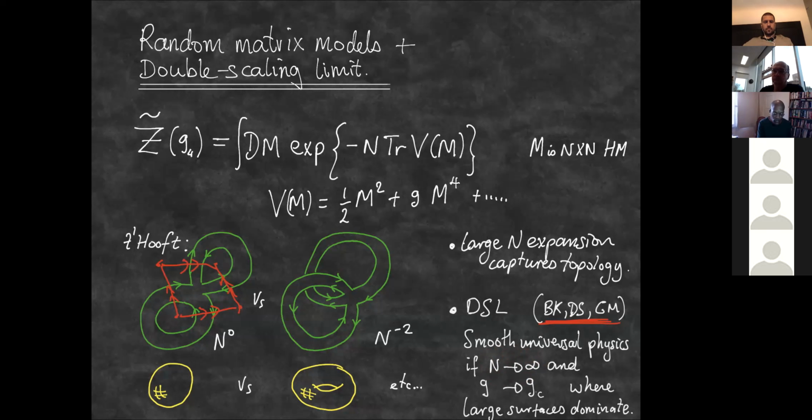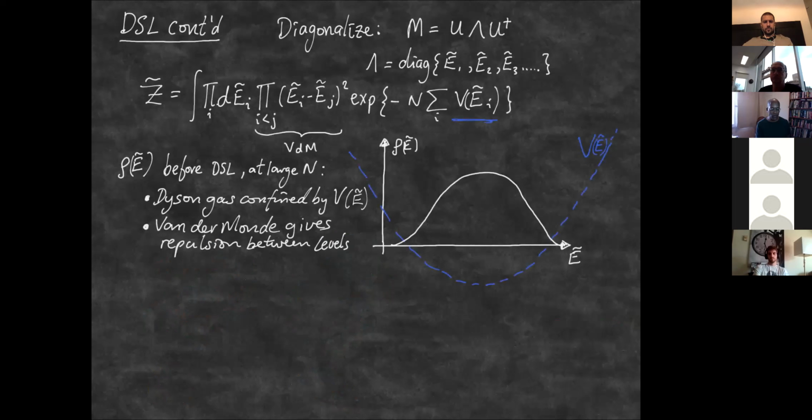That corresponds to diagrams where you have lots of vertices and propagators and loops, making what are often called fishnet diagrams. So if you tune things in such a way that you do that, you will get universal physics coming from the smooth surfaces that don't care about the details of the tessellation. How do you do that? Well, there are various ways of doing it, but schematically, here's how this works.